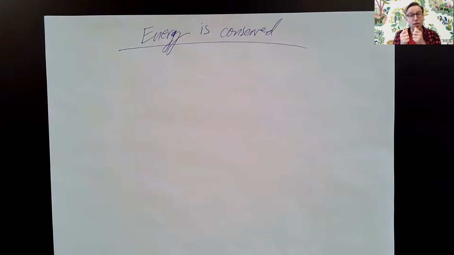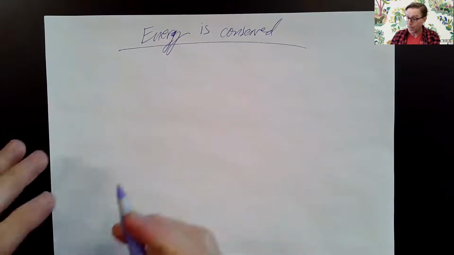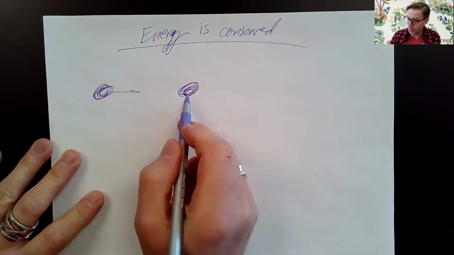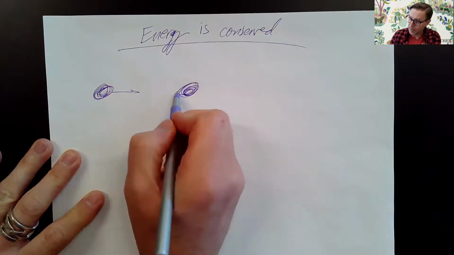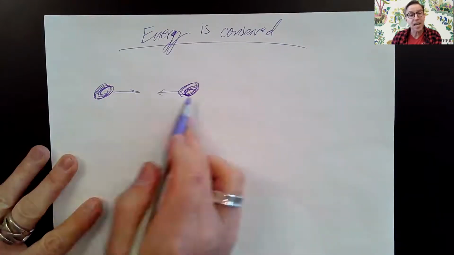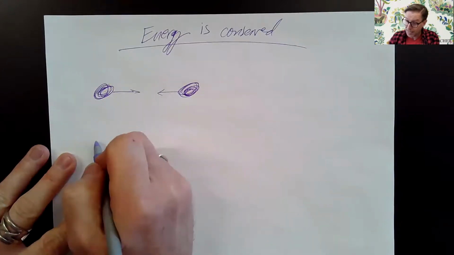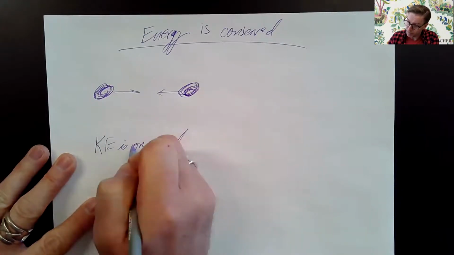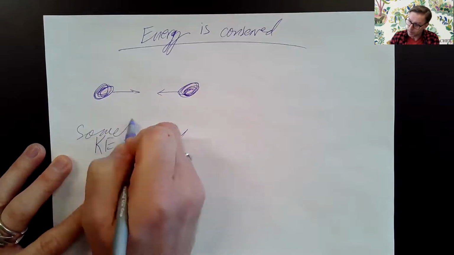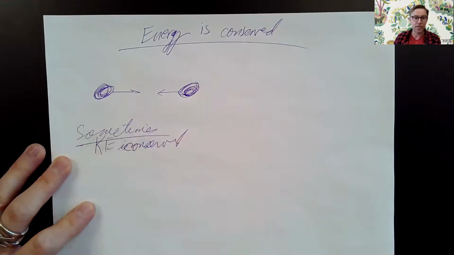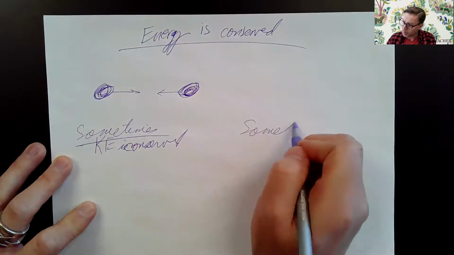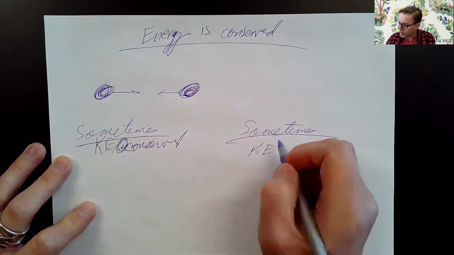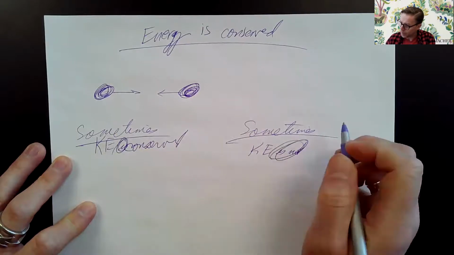Sometimes we just want to focus on the kinetic energy. So in these collisions among particles, this one could be going to the right slowly, or it could be going to the left, and we could collide head on. Sometimes in these collisions, kinetic energy is conserved. Sometimes KE is conserved, and other times KE is not conserved.